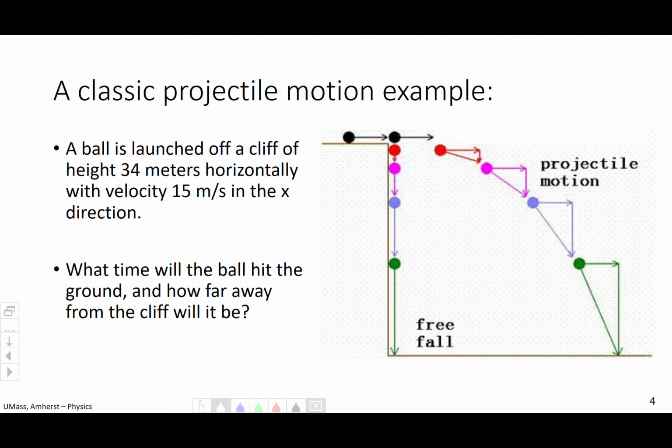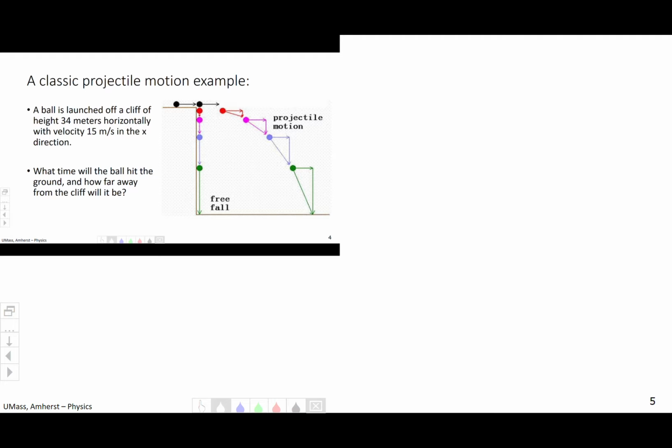So this is a classic projectile motion example. A ball is launched off a cliff of height 34 meters horizontally with 15 meters per second in the x direction. What time will the ball hit the ground, and how far away from the cliff will it be? So the first thing we're going to do is make a table, and we're going to list different x and y values.